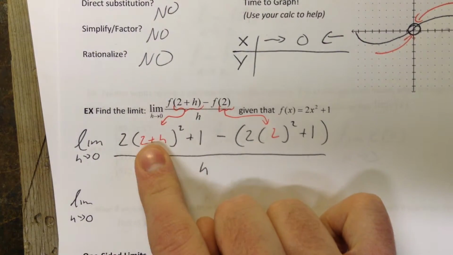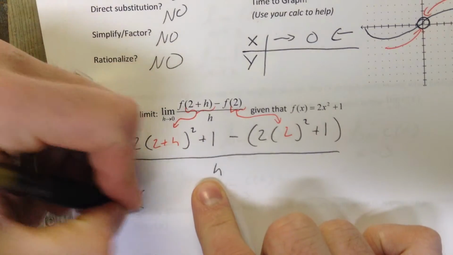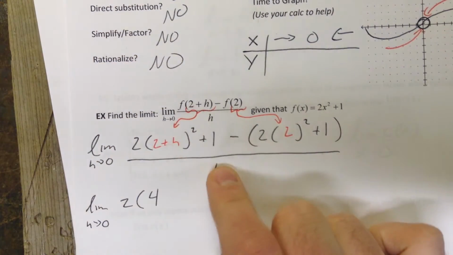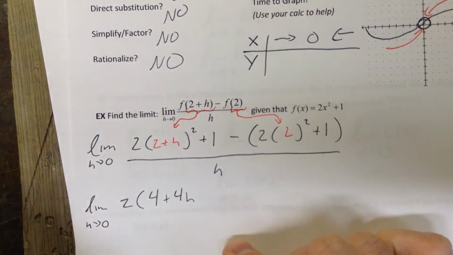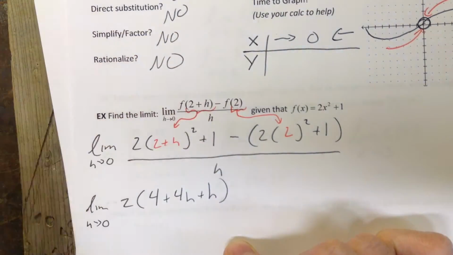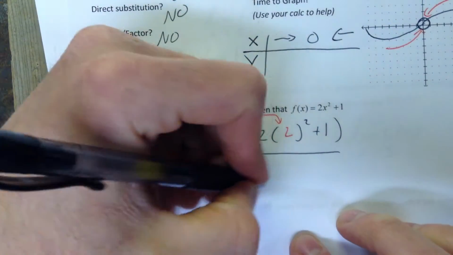So right here, this is one of the first places I want to start. It's got a power of 2, so you should FOIL it. So that means it's going to start off with 2 times 2, which is going to be 4. And then you'll have 2h, you'll have another 2h, which is going to be a 4h. And then you'll have h squared for your last term. You still have your plus 1 right there, so we'll hold on to that. And we'll still have our minus sign, so we'll hold on to that.